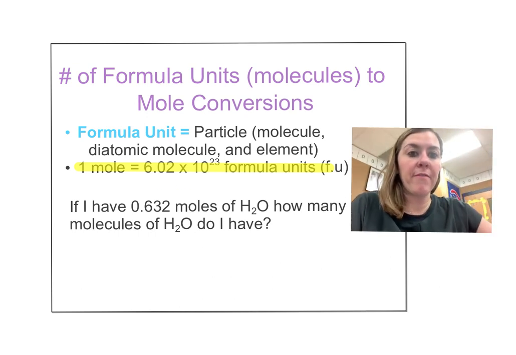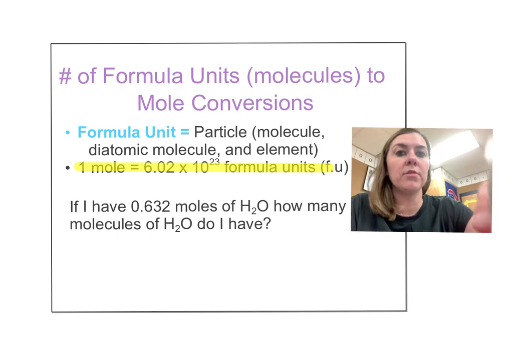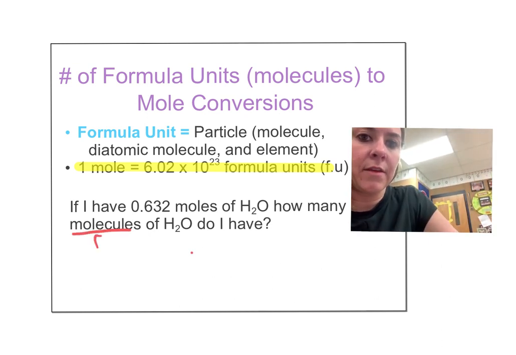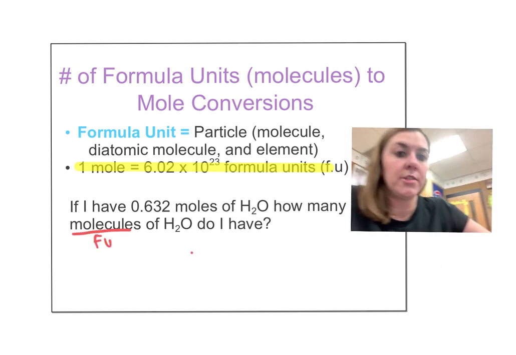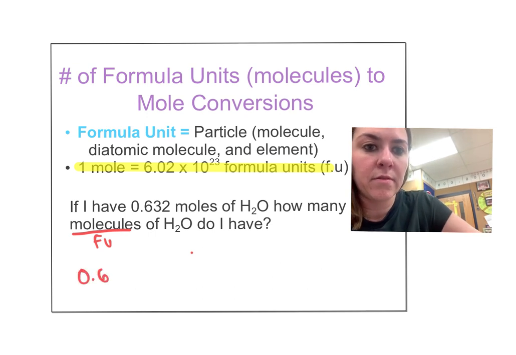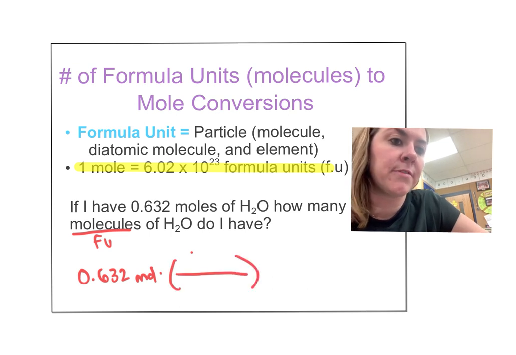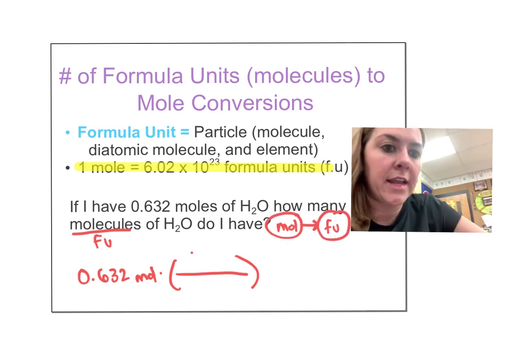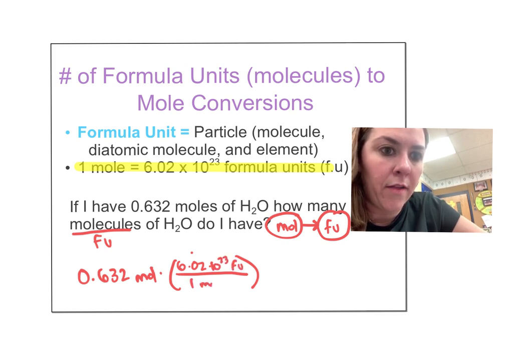So for this problem, if I have 0.632 moles of H2O, how many molecules? When I see the word molecule, that means they're asking me for formula units. How many formula units do I have? So we always start with what's given. And because they're asking for molecule, which is the same as formula unit, that means we're going from mole island to FU island. If you look at your mole island, when we do that, it says we put 6.02 times 10 to the 23rd formula units on top and 1 mole on the bottom.